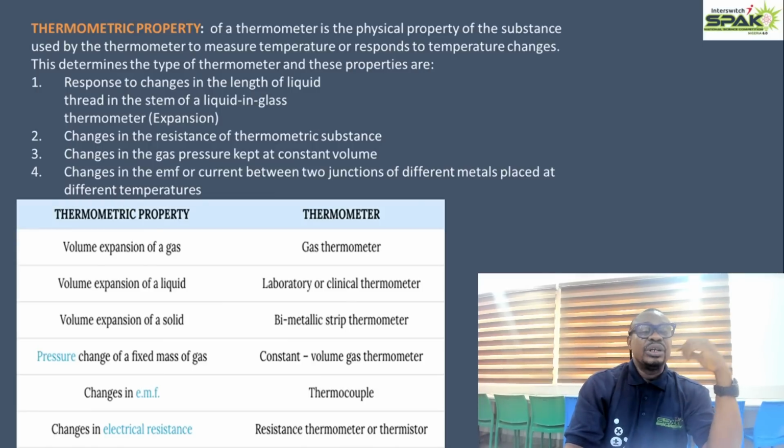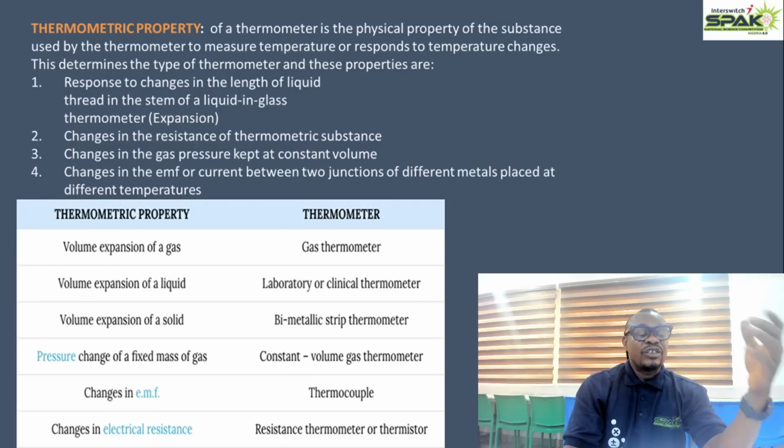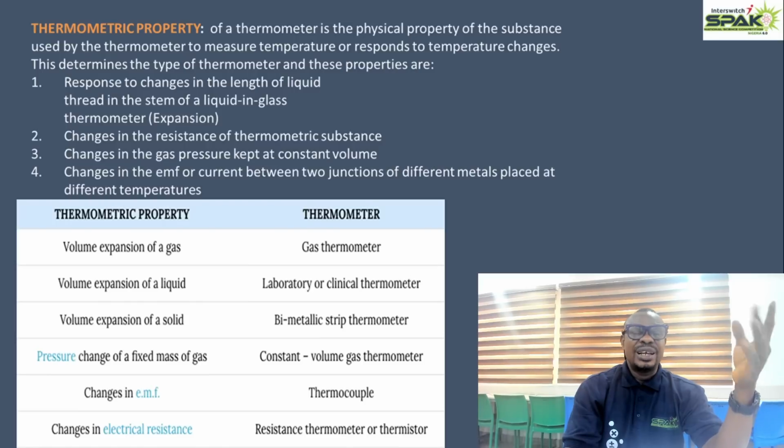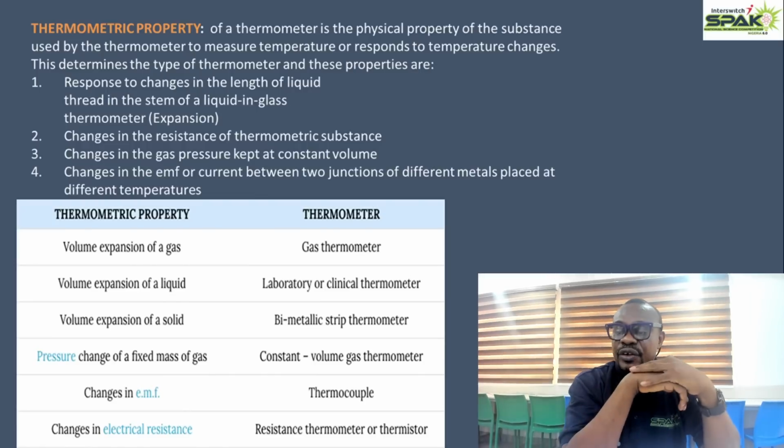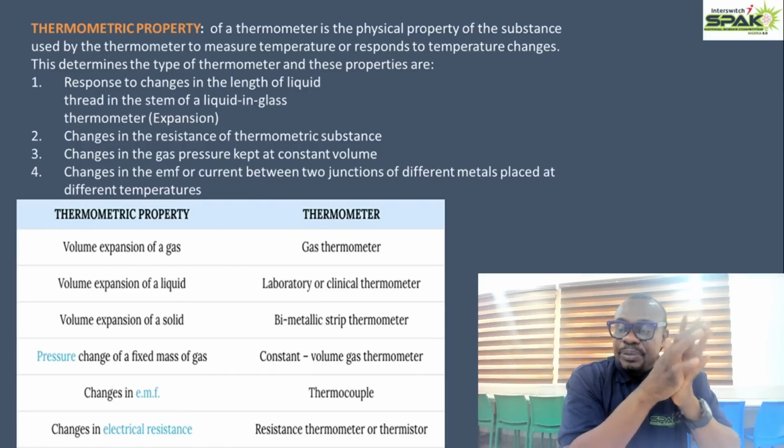For instance, for liquid in glass thermometer, we have mercury, we have alcohol. There are cases where mercury is preferably used as the liquid for the thermometric property in liquid in glass. There are so many reasons. Reasons being that it can be used to measure higher temperature, since it has a boiling point of 359 degrees Celsius, but the disadvantage is that it cannot be used to measure very low temperature.